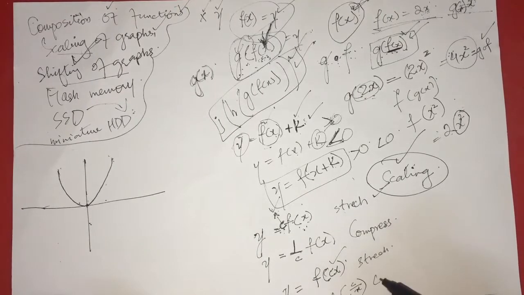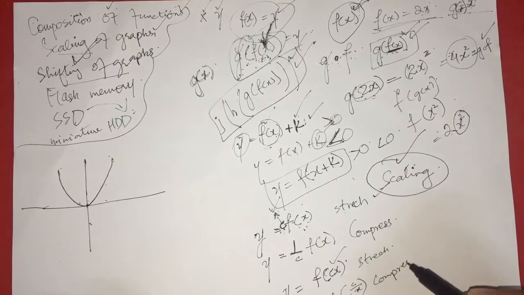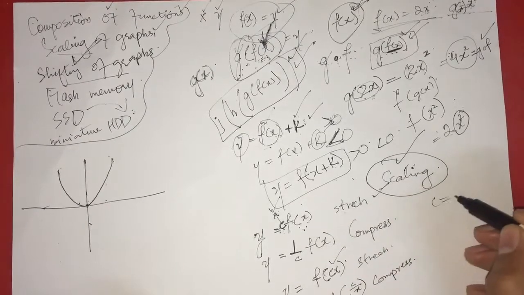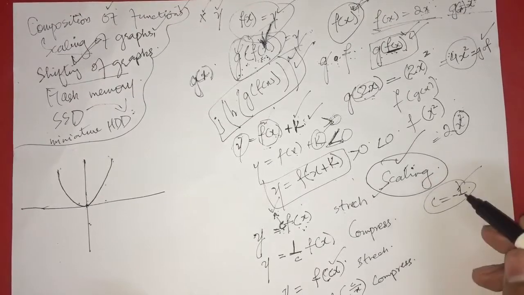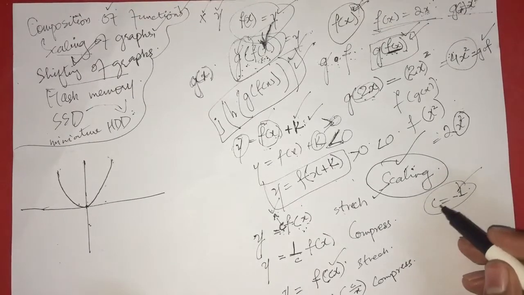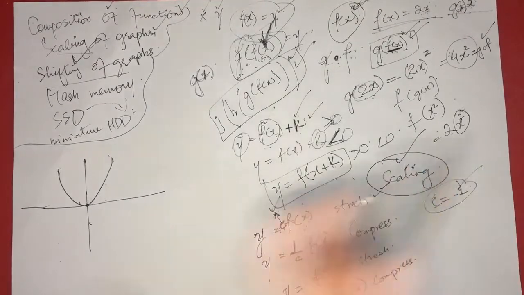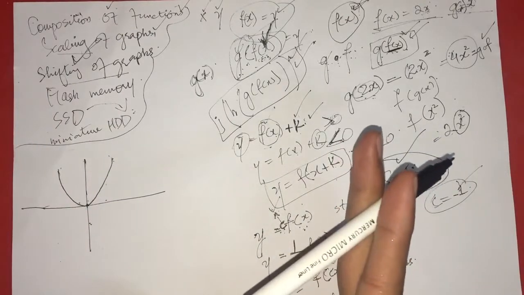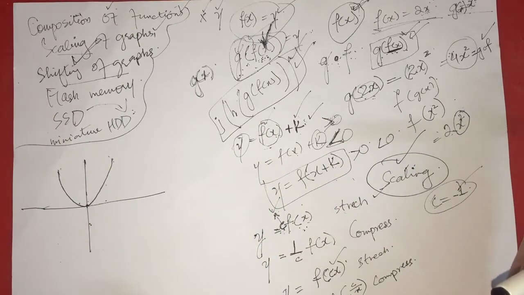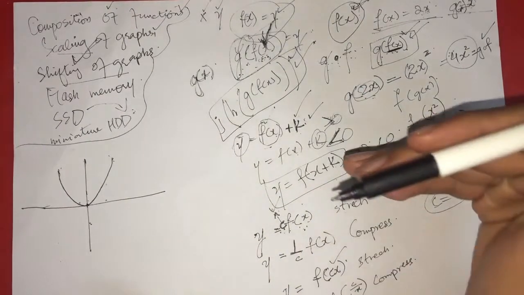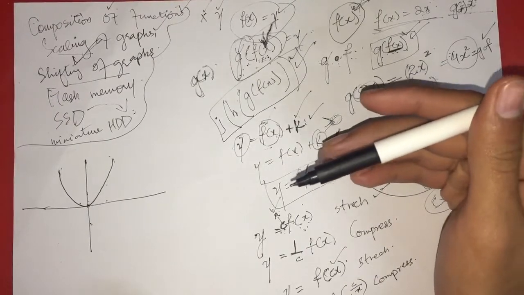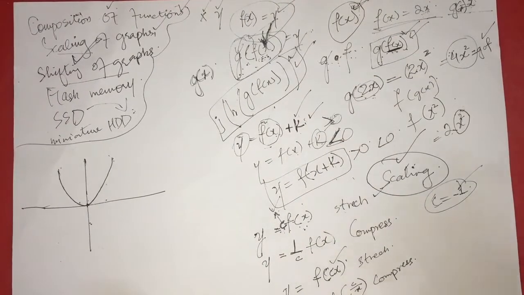This is how you're going to compress the graph horizontally. And when c is minus 1, this is a special case. When c is minus 1, the graph is actually going to produce a reflection. So if it's on the positive x-axis, it is going to produce a reflection on the negative x-axis, for example.